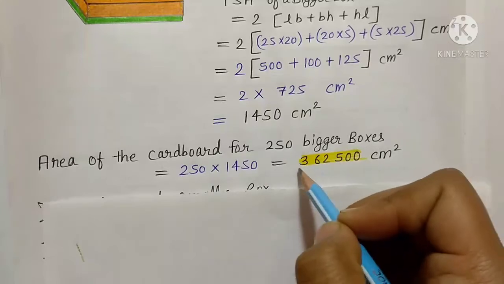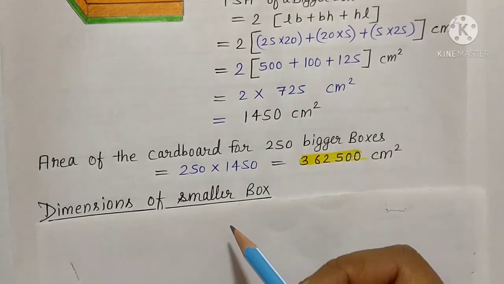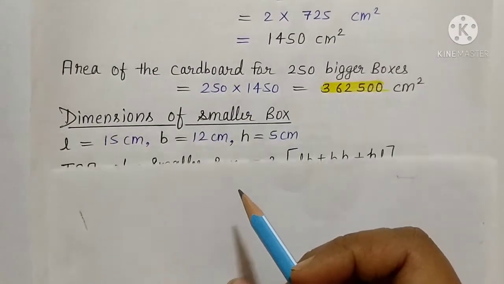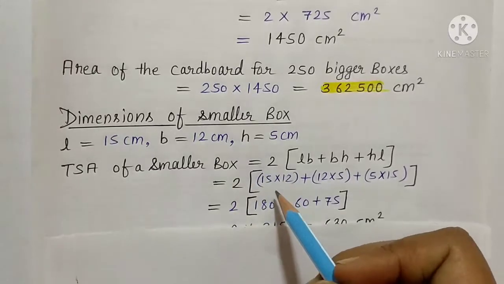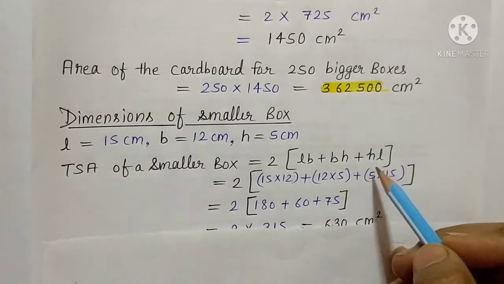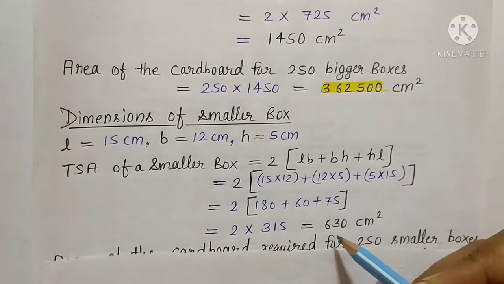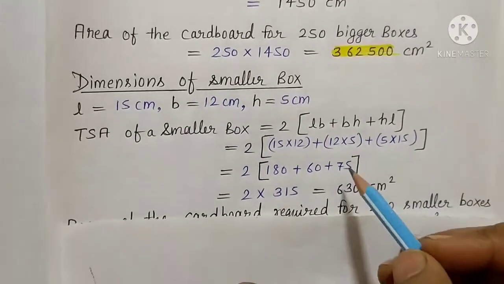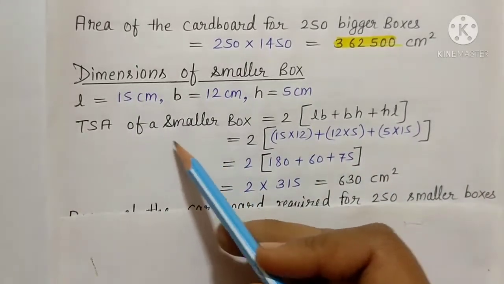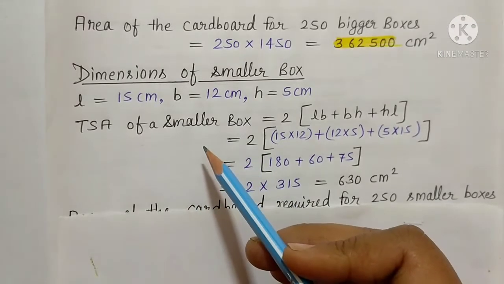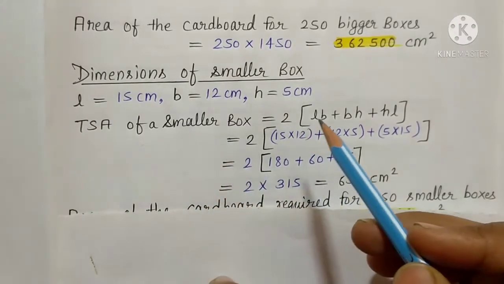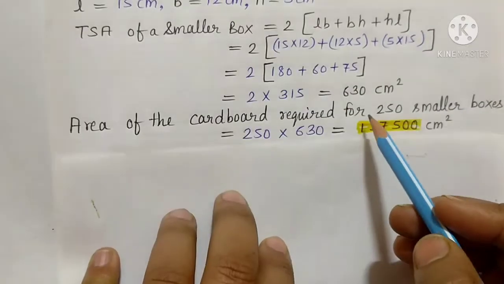That is for bigger boxes. Now we are given dimensions of small boxes also. We have used the smaller dimensions also, and by using 2(LB plus BH plus HL), we multiplied all of them and got 630 centimeter square. That is the TSA of one smaller box. But we need 250, so multiply it by 250. So how much does it come?